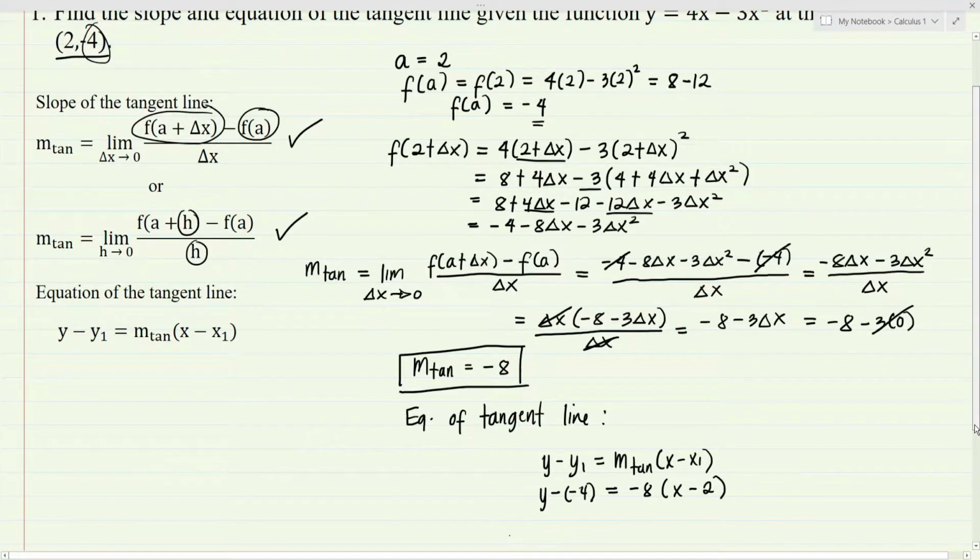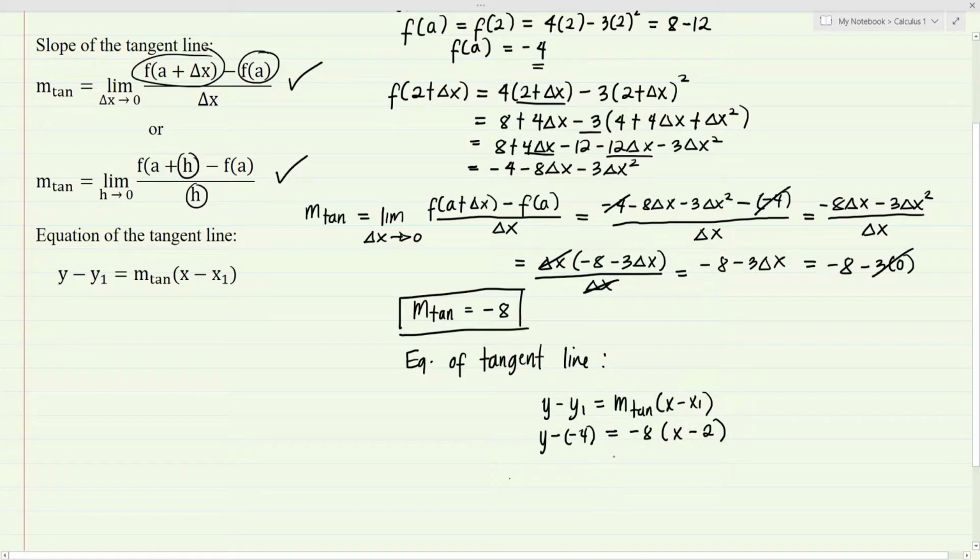Now, let's further simplify this equation here. On the right side, I would have negative 8x plus 16. Then on the left side, I would have y plus 4. Now, I want my answer, guys, to be in the slope-intercept form. To get that form, let's just transpose positive 4 to the right side of the equation. So the equation of the tangent line here would be equal to y equals negative 8x plus 12.